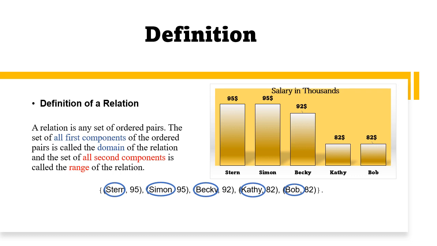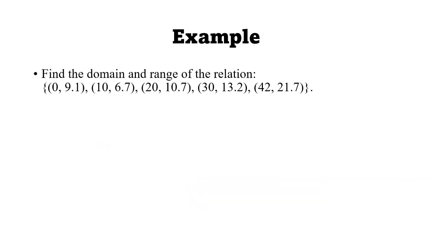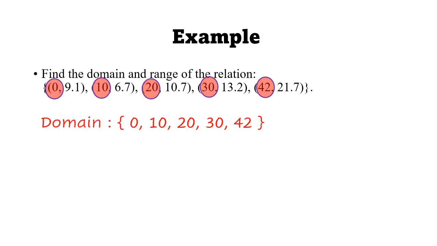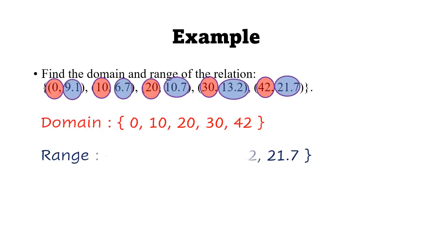Now, the set of the first components is the domain, and the set of the second components is the range. So a relation is a set of any ordered pairs. Now here we have an example and we need to find the domain. So the domain is as such, and the range is the set of the second components.